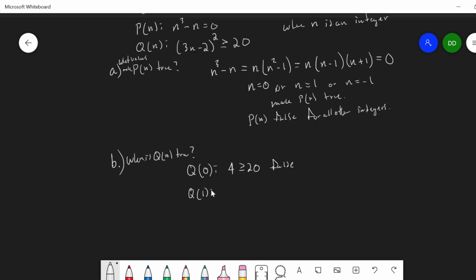Q of 1 would be the statement. So I'd have 3 minus 2 in here. That's 1. Squared is 1. I'd have 1 greater than or equal to 20. That's false. I can do sort of just a quick check, right?